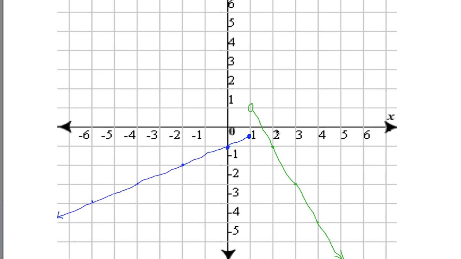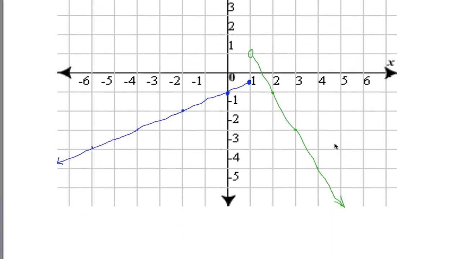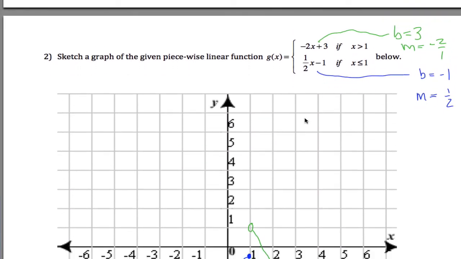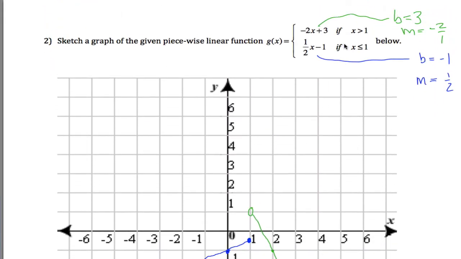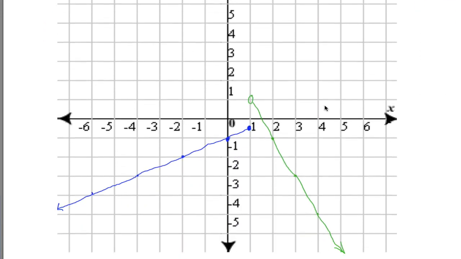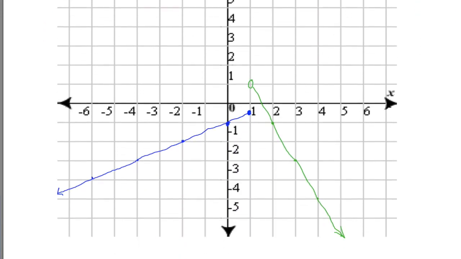Put the arrows on the end. I think that should work. I think that's the final answer. So in blue I have this part of the piecewise function. In green I have this part. If your answer looks like this, you're golden. It's the end of the quiz.